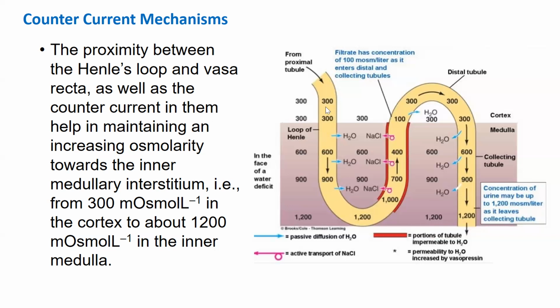Now, in the case of the descending loop of Henle, the very feature of the descending loop of Henle is that it is permeable to water, but not permeable to salt, right? So what happens over here, you can see in the diagram by the blue color, the water is coming out. Now, again, the question is why the water is coming out? The reason is that at the outer region, the osmolarity, or the osmotic concentration, is very high, and in the filtrate, the osmotic concentration is low, right?